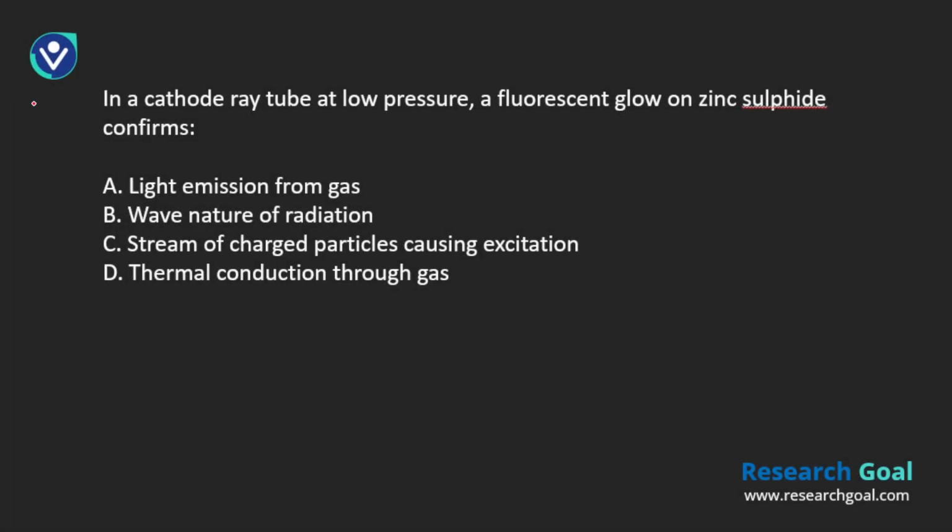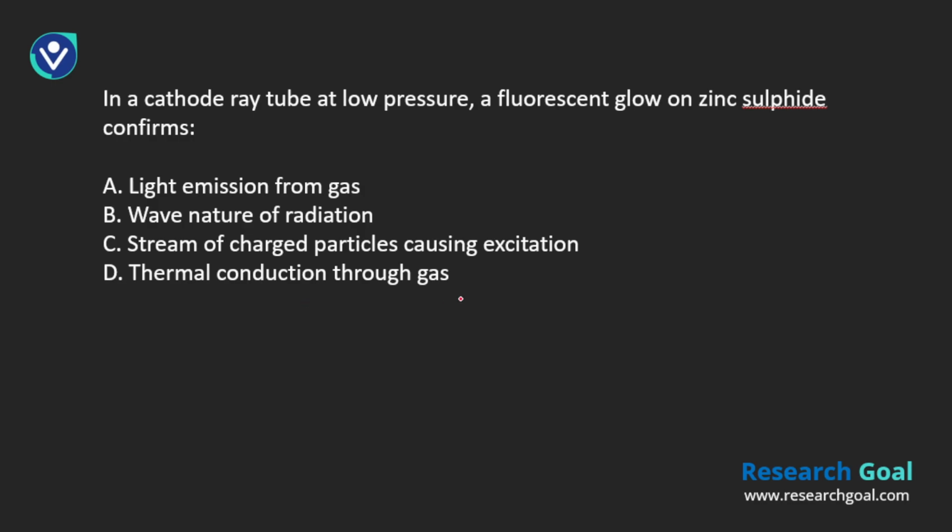All right, coming to the next question, which is: in a cathode ray tube at low pressure, a fluorescent glow on zinc sulfide confirms what? Options are A, light emission from gas; option B, wave nature of radiation; option C, stream of charged particle causing excitation; option D, thermal conduction through gas. So you can pause this video and also wait some time and try to identify which is the correct option.